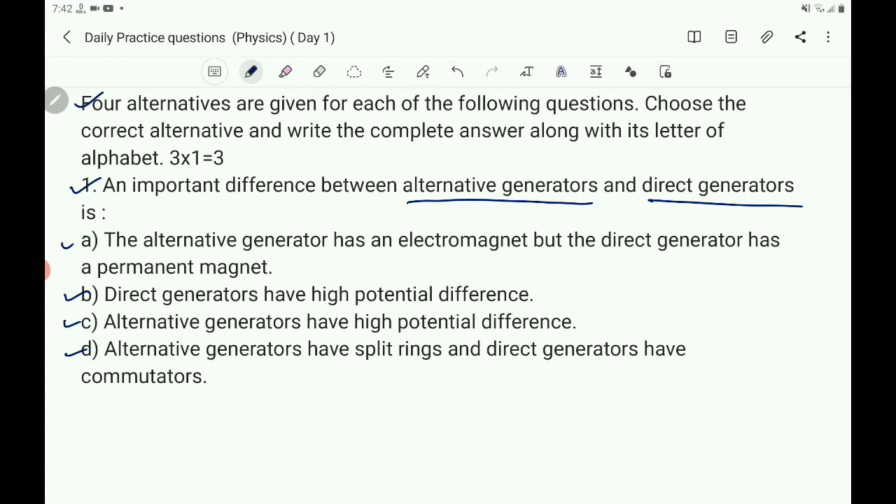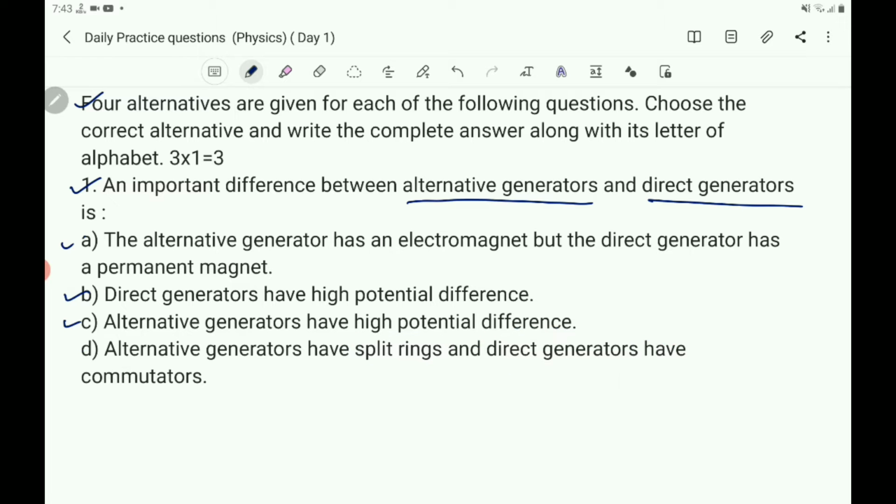D, alternating generators have slip rings and direct generators have commutator. So in the direct generators, the direction of the current in the external circuit changes for every half cycle, that is with the help of the commutator. So alternating generators are not having the commutator, they are having slip rings, and direct generators are having split rings which are called commutators. So the answer is D. Option D is the answer.